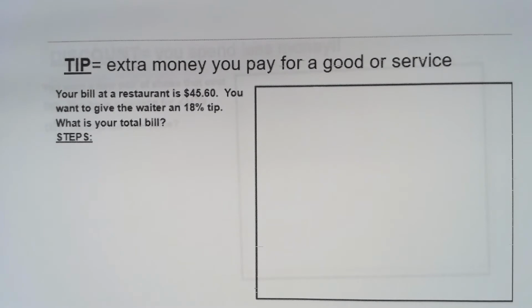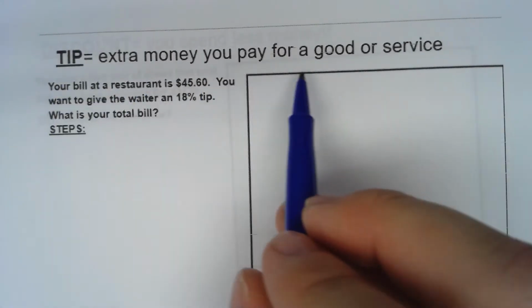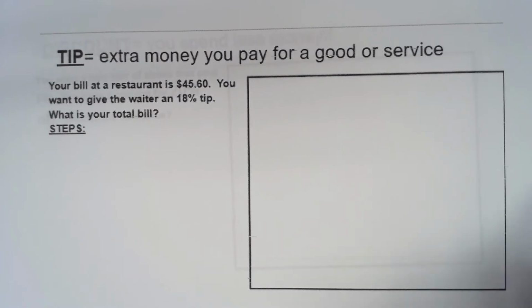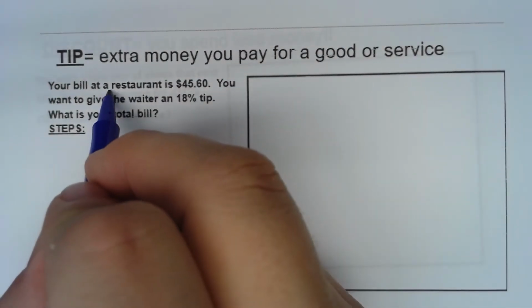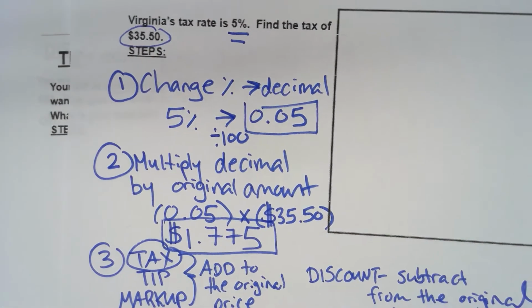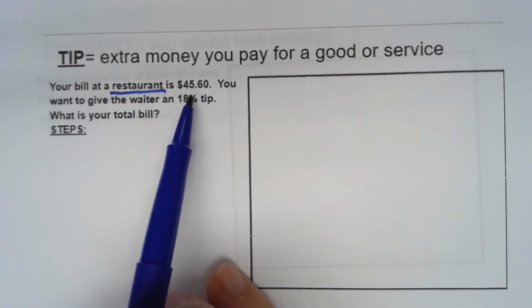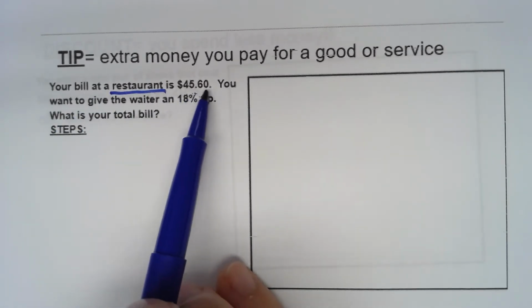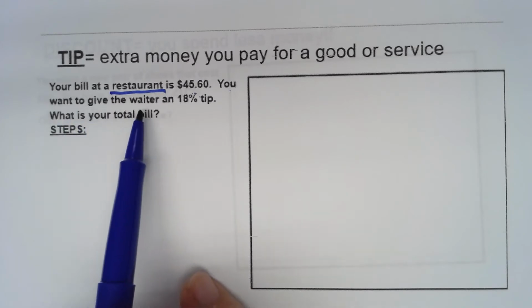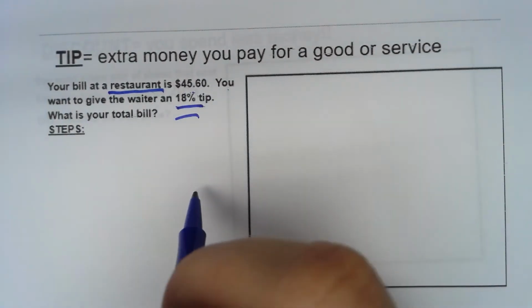Okay, now let's do tip. Tip is extra money you pay for a good or a service. A lot of times you pay tips at restaurants when you eat food. You do the same thing we did here. Your bill at a restaurant was $45.60. You want to give the waiter an 18% tip. What is your new bill?